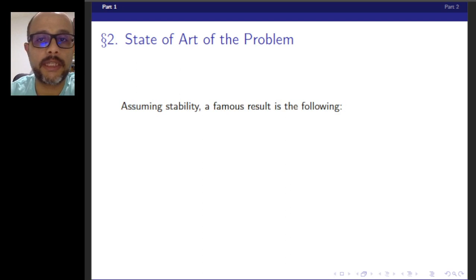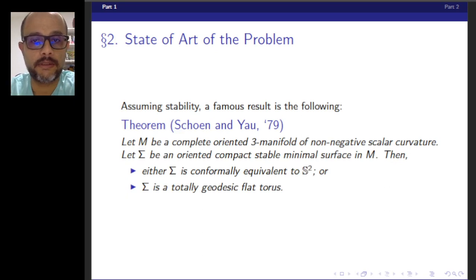The next result I would like to present is this theorem due to Schoen and Yau. This theorem is very general. You assume just a geometrical hypothesis on the ambient, but you need to do this for dimension 3, only for dimension 3. In high dimension, such a result is not so direct. You need other hypotheses, other conditions.